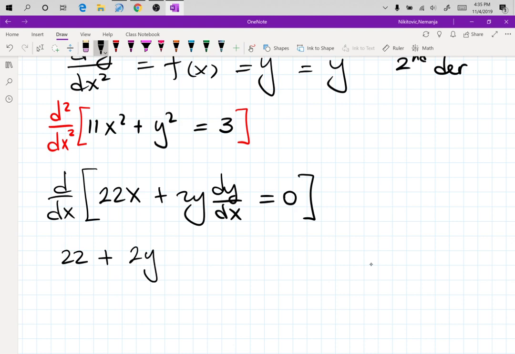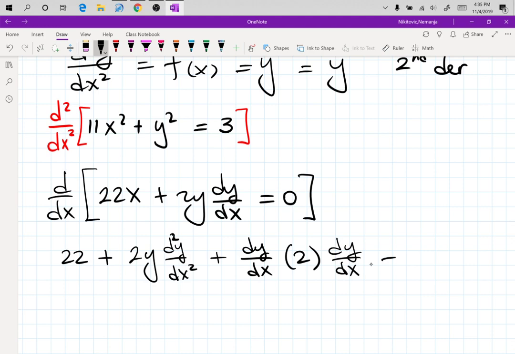So copy the first, and when I take the derivative of the first derivative, it becomes second derivative, which is what you were looking for, plus copy the first derivative times derivative of the first, which is 2, and since I took the derivative, there is going to be another dy dx. It's going to be confusing, but that's okay.